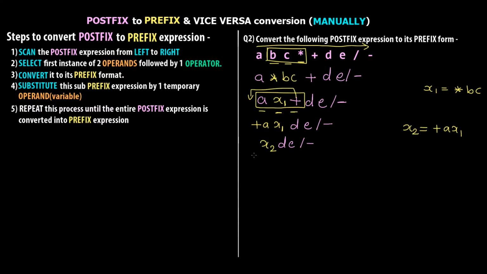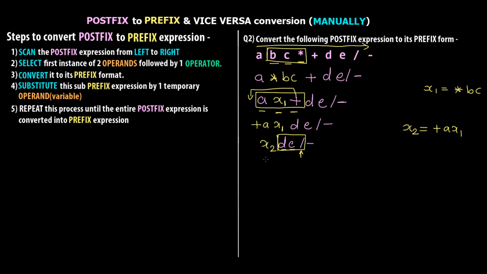So again moving on with the scanning of postfix expression from left to right. Now if you see, x2 is an operand, D is an operand, E is an operand, and after E we have an operator which is divide by. So before that we have E and D. So 2 operands and 1 operator. That's the pattern we are looking for. So we have to convert this DE divide by into its prefix format.